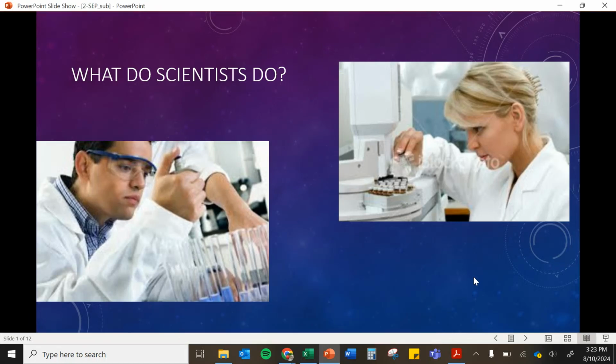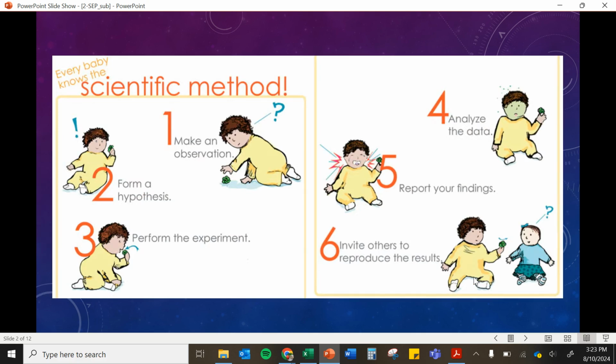Hi, today we're going to talk about what scientists do, because you are in a science class. The big thing that they do is study things, and different scientists will study different types of things.